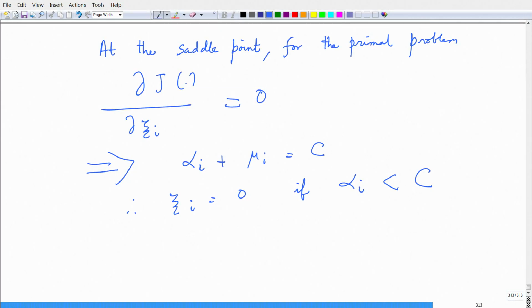Before we end this slide, there is a del here before zeta I. The partial derivative del L upon del zeta I has to be 0, not the d variable here. So we stop this lecture here.